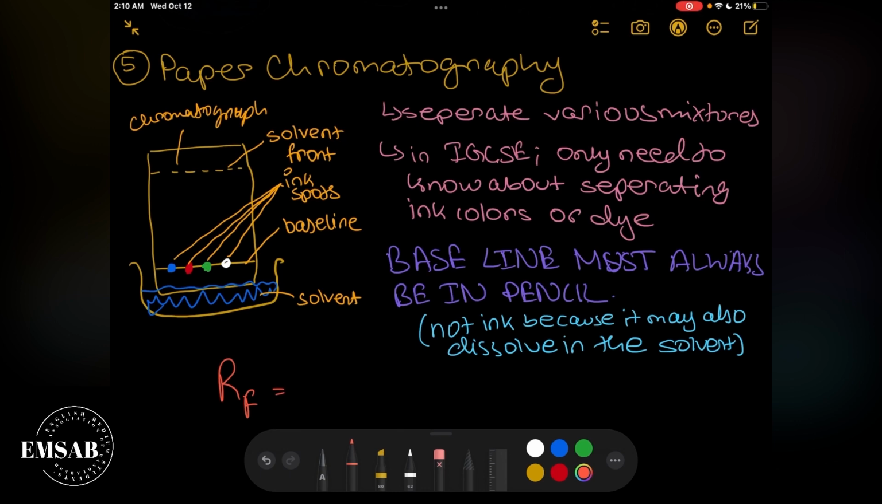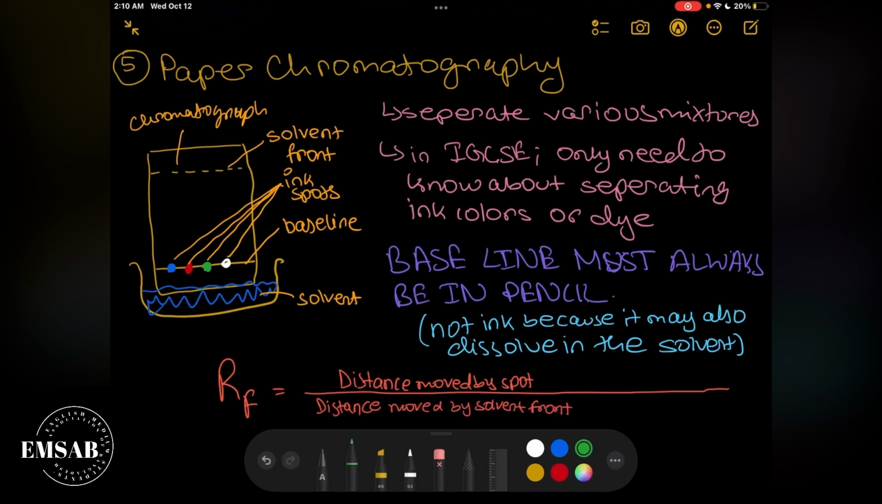Another thing that you need to know here is calculating the Rf value. The Rf formula is pretty simple. It's distance moved by the spot divided by distance moved by the solvent front.